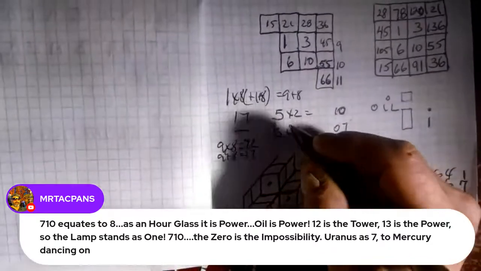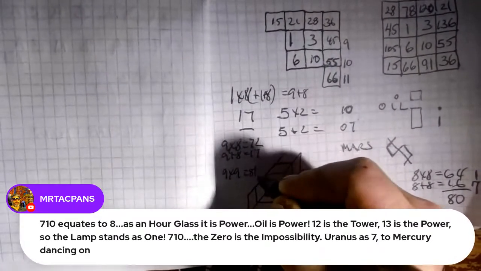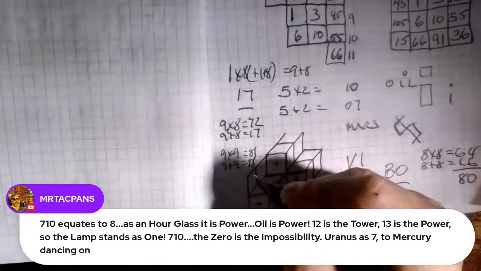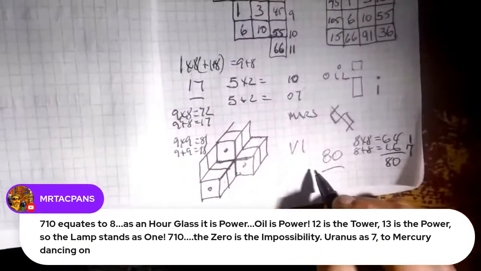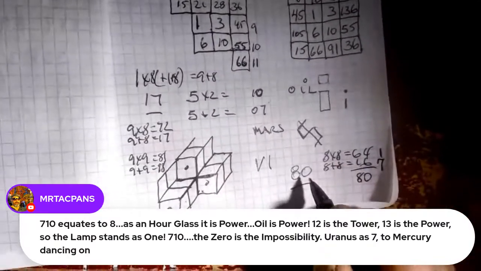Where do we get the 81? 9 times 9 equals 81. 9 plus 9 equals 18. So we get that equation into that. Where do we get 9? Let's not get into that. I don't have it in my memory right now. So these are ways to get 17.